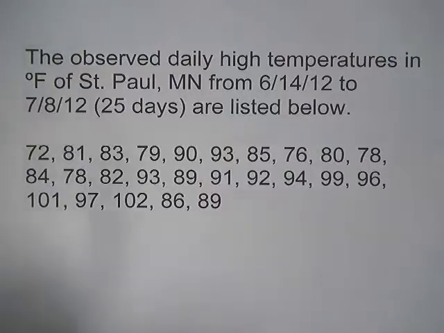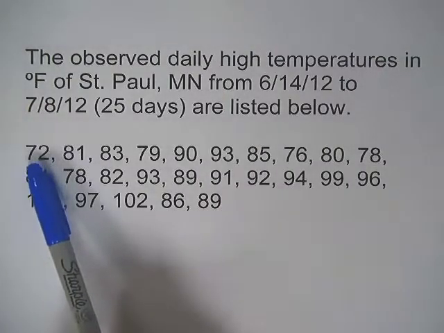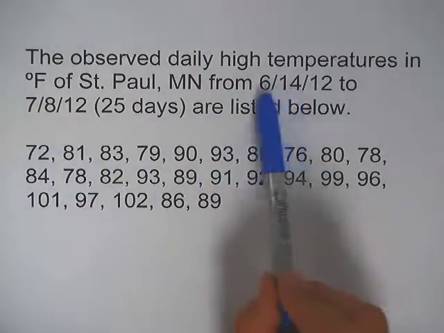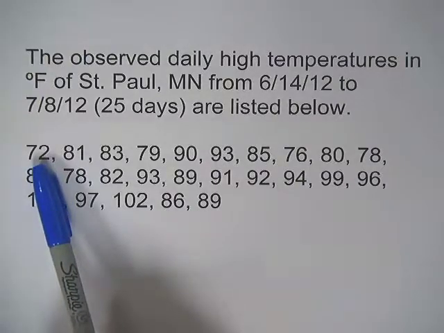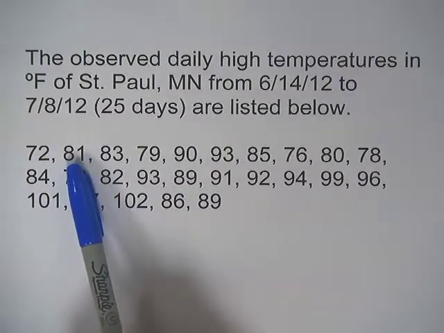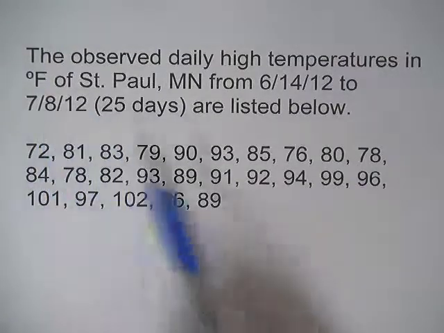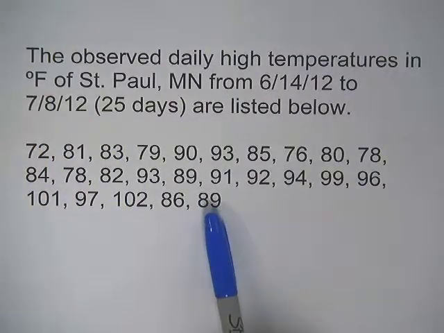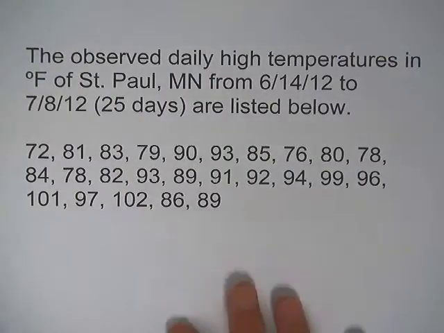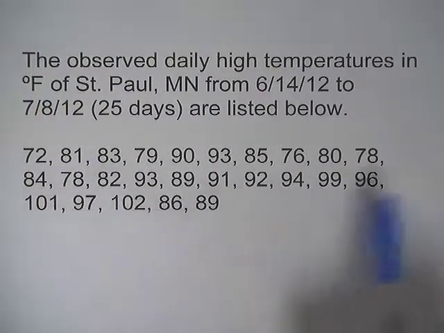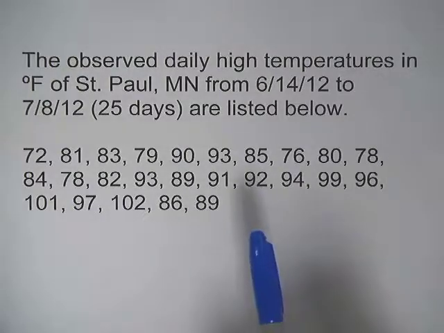So each of these data values represents the high temperature for that day. On the 14th of June, the high temperature was 72 degrees. On the 15th of June, the high temperature was 81 degrees. If we go to the 8th of July, that would be the last data value. That was 89 degrees as a high. So right now we just have raw data. This data was collected from weather.com.